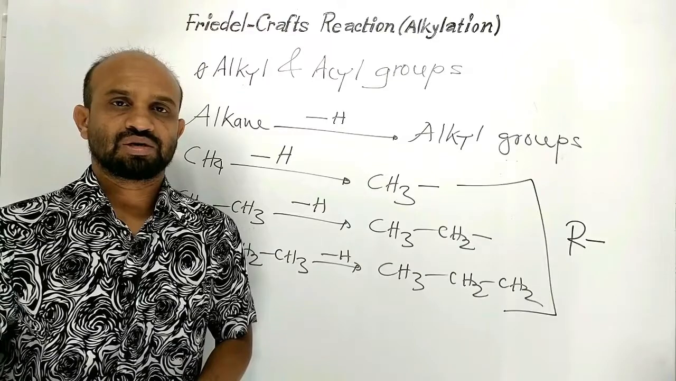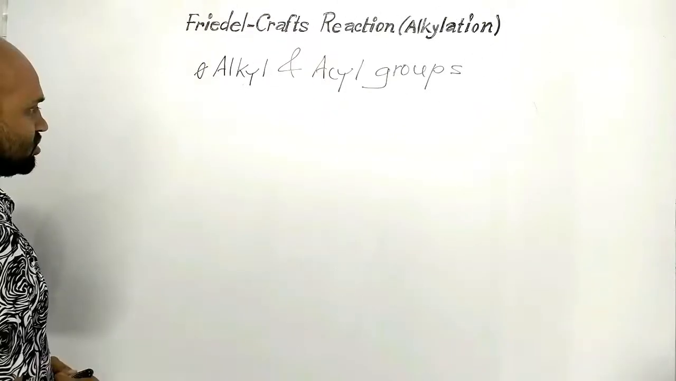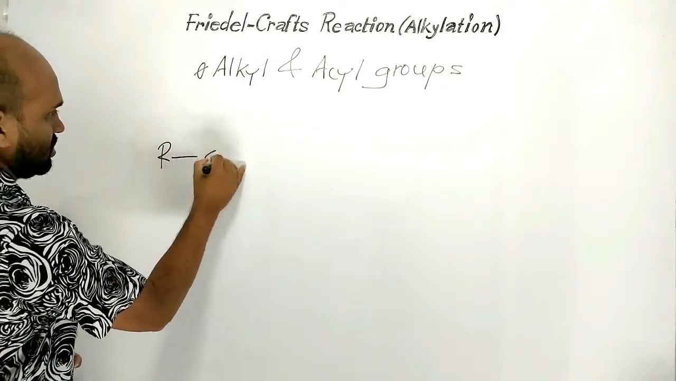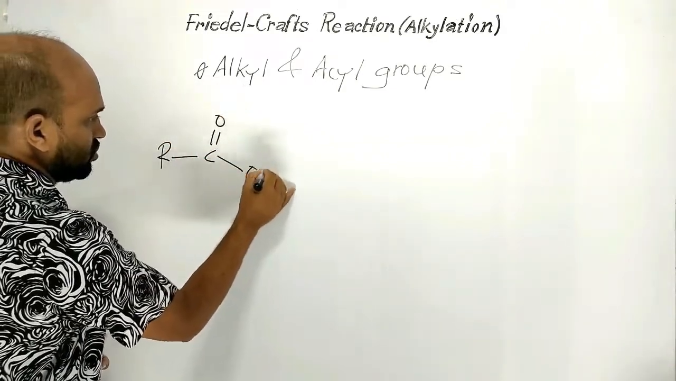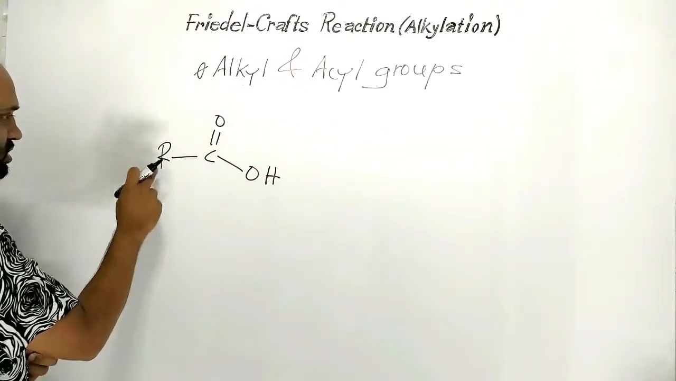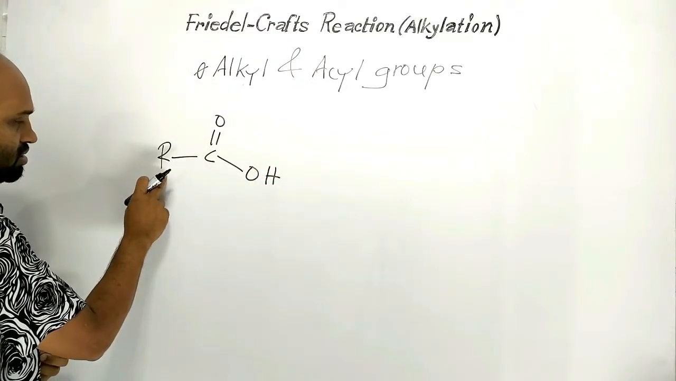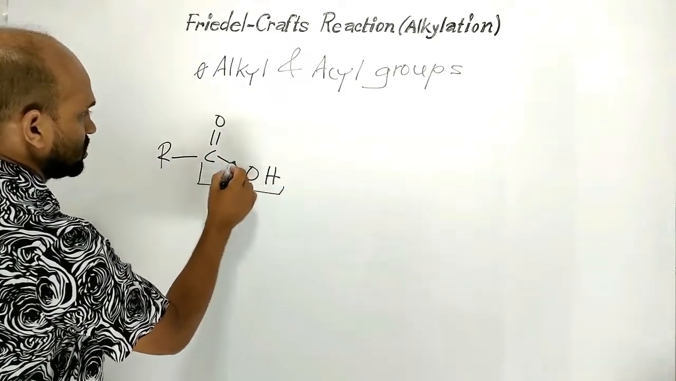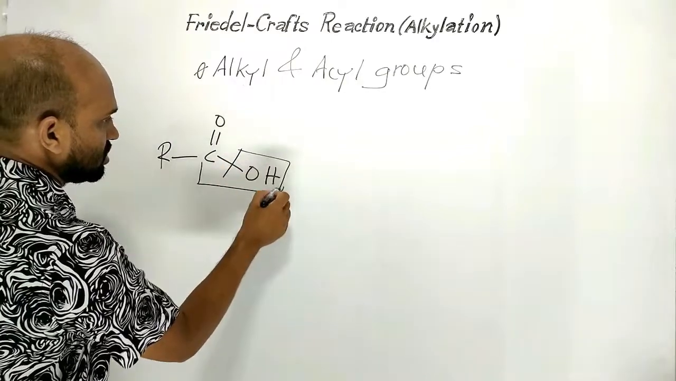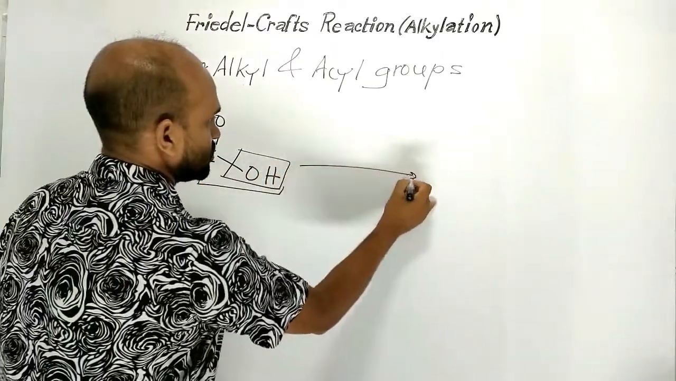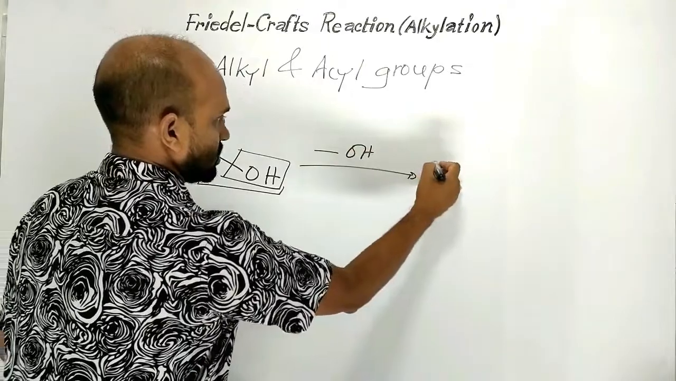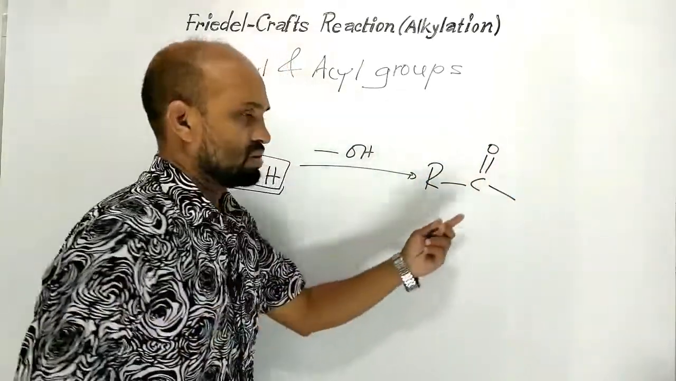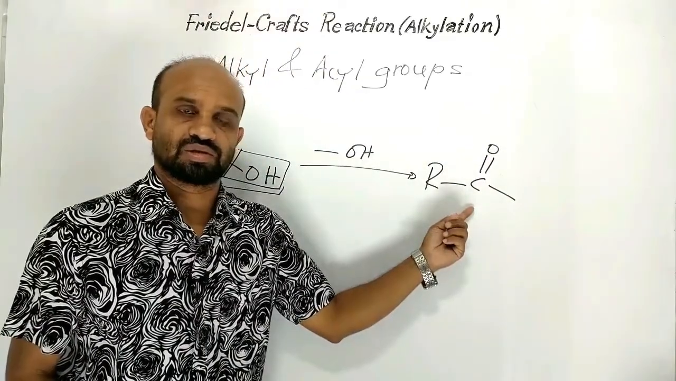Now let's see acyl groups. General formula of carboxylic acids is RCOOH. This is alkyl. When from carboxyl group this hydroxyl group is removed, then a group is obtained which is known as acyl group.